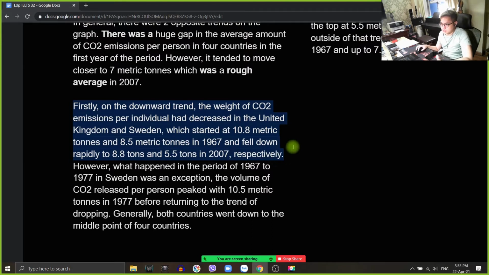It's correct. When you mention like two numbers and then basically several numbers and then in different years like this and then two category, you have to use respectively to put them in the order. Like for example, this number 10.8 and 8.5 in 1968, basically 10.8 is for UK and 8.5 for Sweden, and then 8.8 for UK and 5.5 for Sweden. This is basically you are comparing several numbers at once in different time. Quite risky.